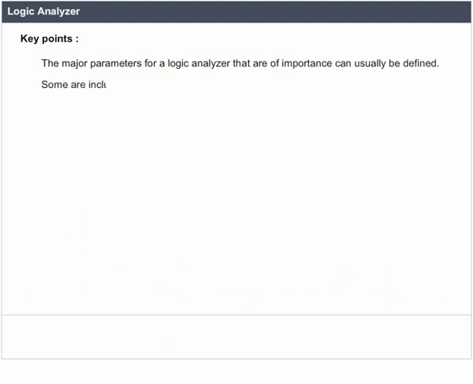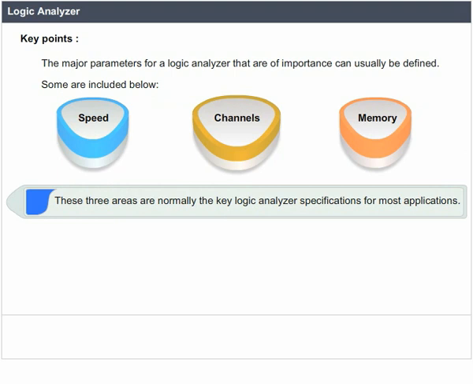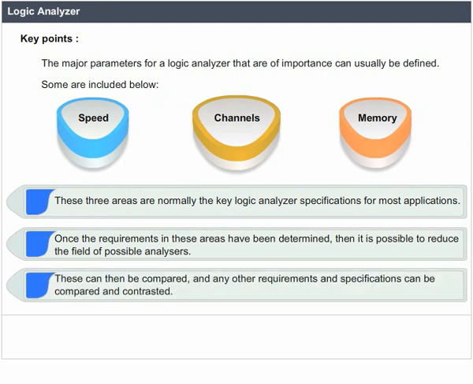Some are included below. Speed, channels, memory. These three areas are normally the key logic analyzer specifications for most applications. Once the requirements in these areas have been determined, then it is possible to reduce the field of possible analyzers. These can then be compared, and any other requirements and specifications can be compared and contrasted.